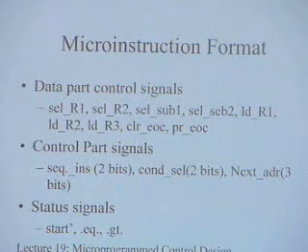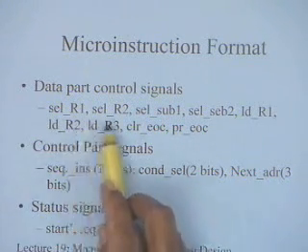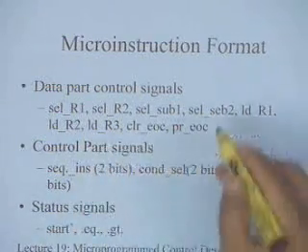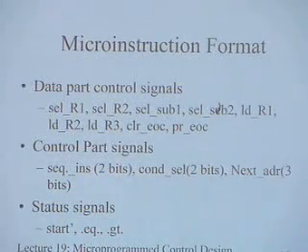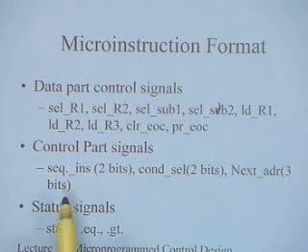I am essentially repeating what I have been talking about till now. These are all the control signals that I have: select R1, select R2, select subtract 1, select subtract 2, load R1, load R2, load R3, clear EOC and preset EOC. These are all the control signals that are going to the data part. They are signals which are required by the control part itself. These are the control part signals.